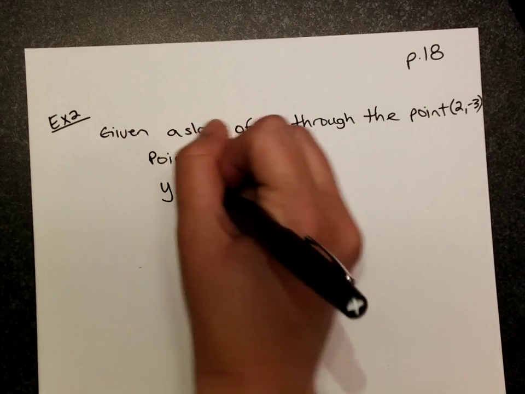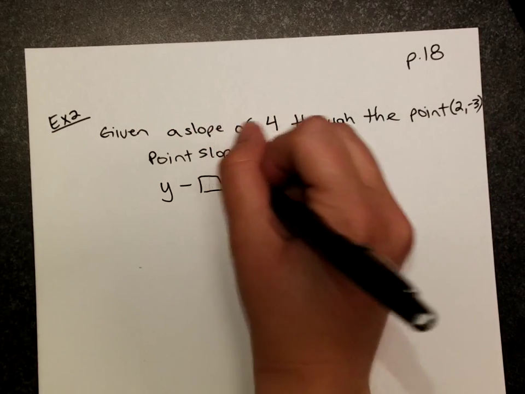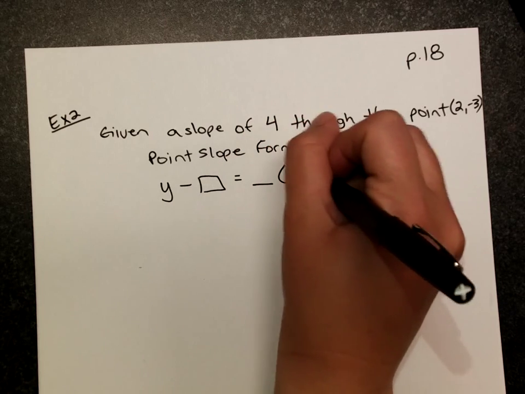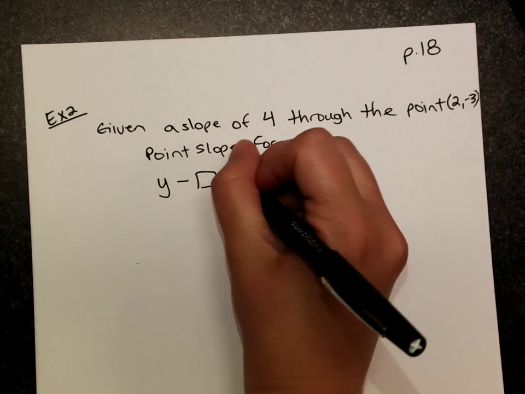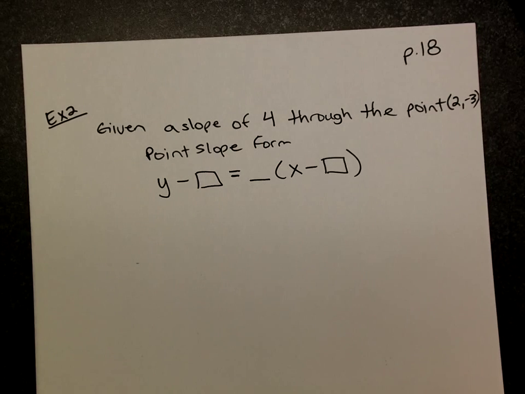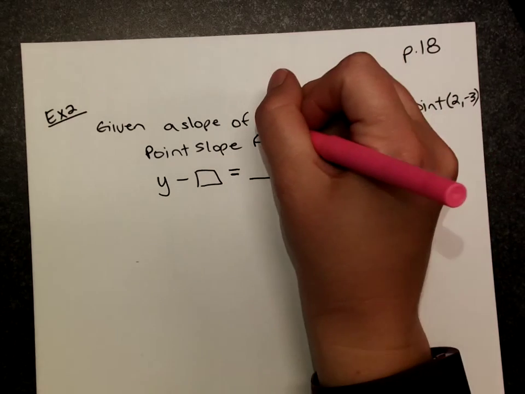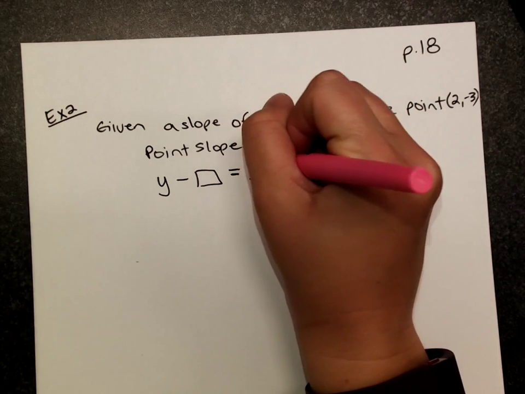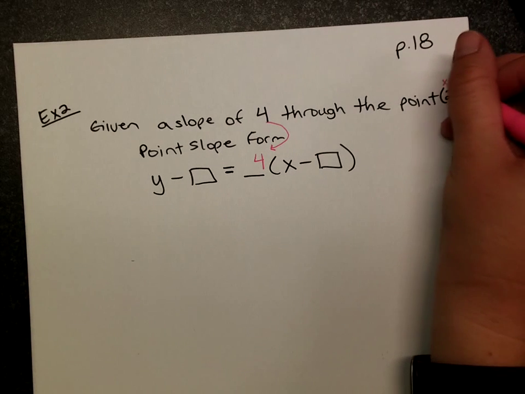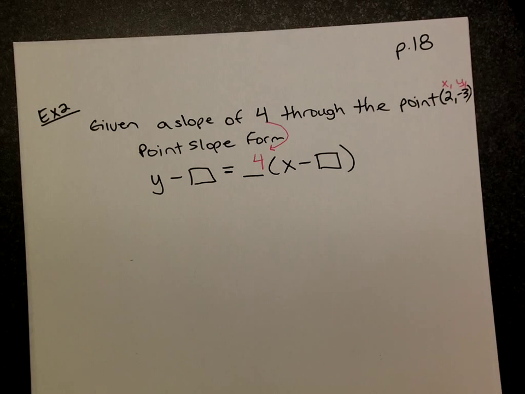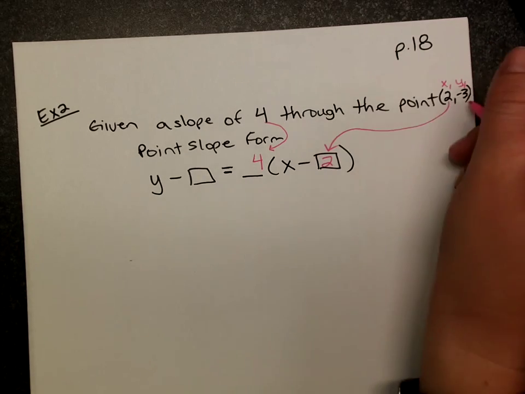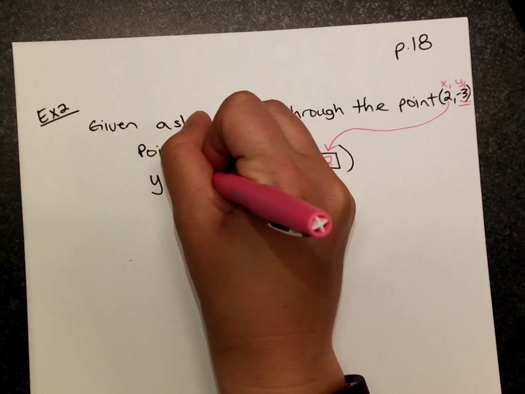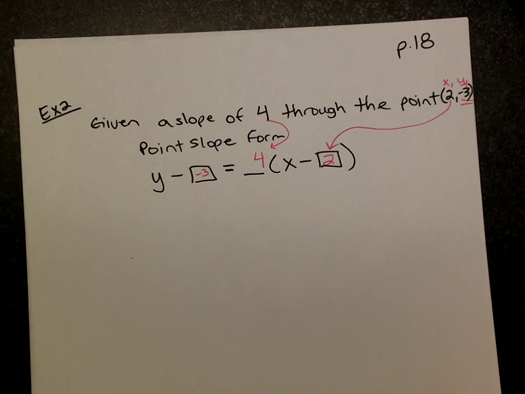So we have y minus empty box equals underline parentheses x minus empty box. Again, I think that template really helps. You find your equal sign, that's point slope form. From there, we're going to fill in the given information. We have our slope, 4. We have x1 and y1. So we're going to put x1 in the box with x, and we're going to put y1, which is -3, in the box with y.